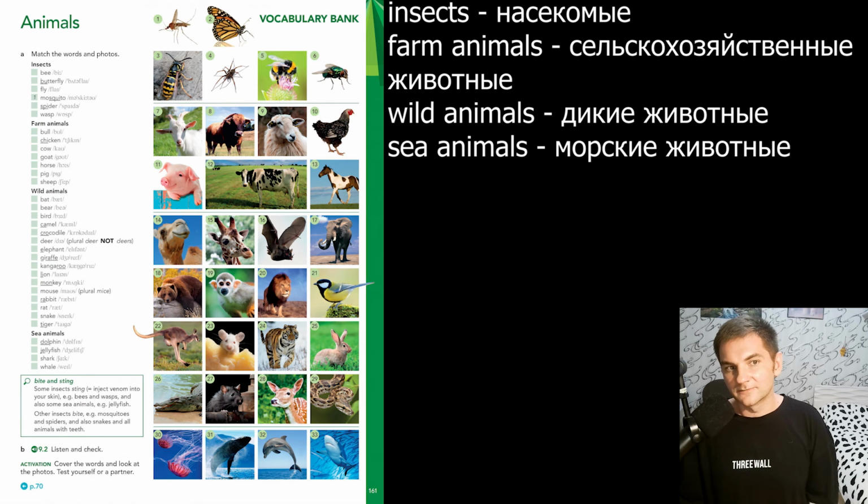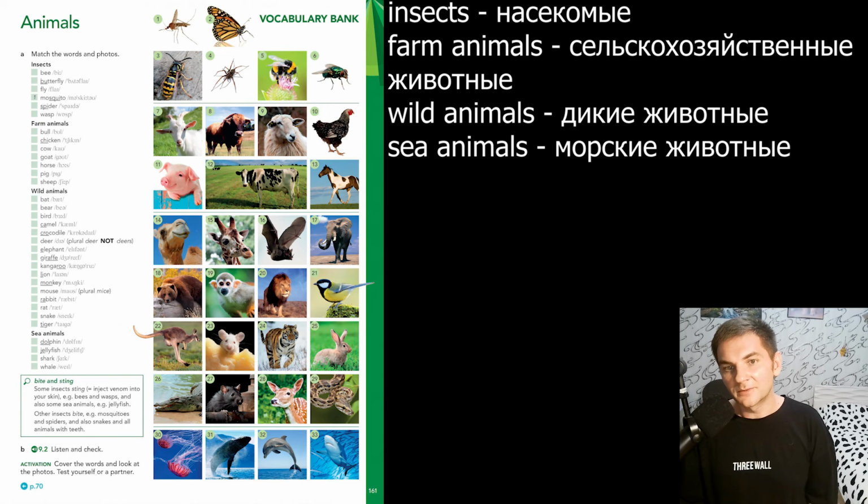Part B. Vocabulary bank. Animals. Match the words and photos. Only one thing to say before you do it. All animals here are divided into 4 groups. Insects, group 1. Don't forget to practice this word, yeah? Insects. They are small animals, such as bugs, butterflies, flies, mosquitoes, bees, and so on.